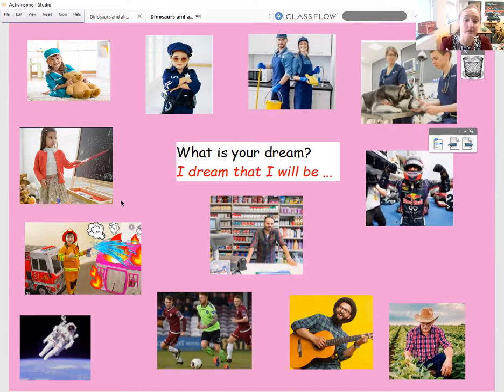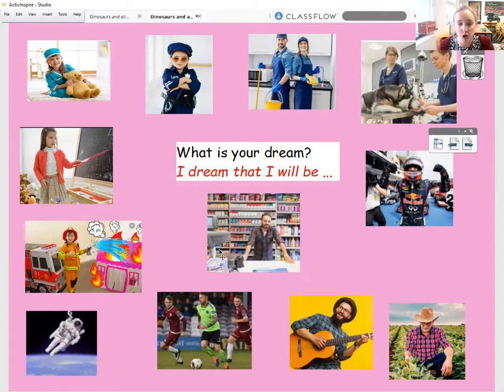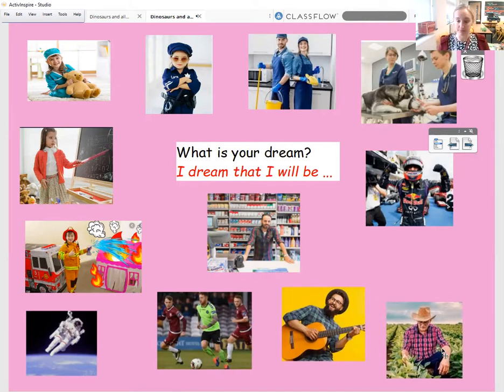Your dream might be that you want to be a teacher. Your dream might be that you want to be a firefighter or even an astronaut, seeing as we've just learned a lot about Astrid going up and traveling into space. Your dream might be that you want to be a footballer, a shopkeeper, own your own business, or even a songwriter or a musician. Your dream might even be to be a farmer or a gardener. I want you just to have a little think about what you want your dream to be.